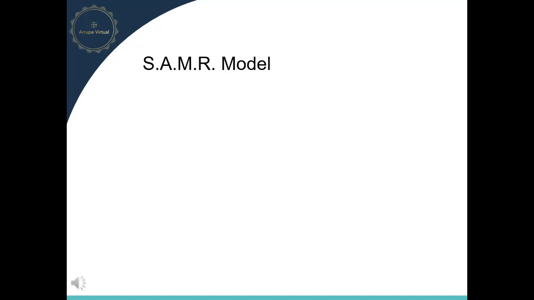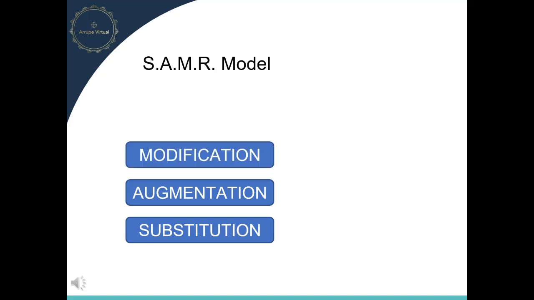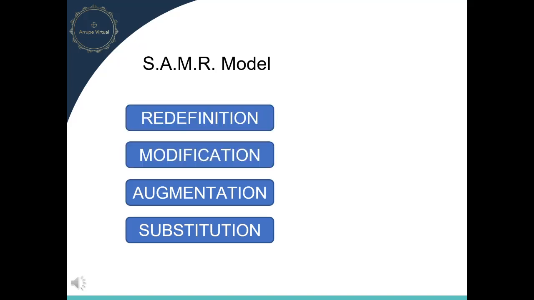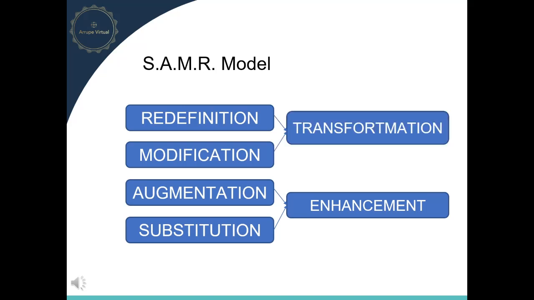The SAMR model is a framework created by Dr. Rubén Puente Dura that categorizes 4 different degrees of classroom technology integration. The letters SAMR stand for substitution, augmentation, modification, and redefinition. The first 2 layers, substitution and augmentation, focus on enhancing the learning task, while the next 2 layers, modification and redefinition, focus on actual transformation.